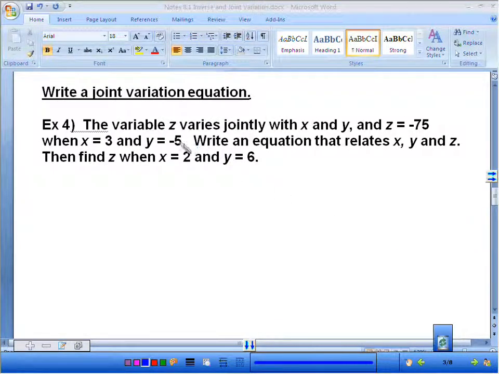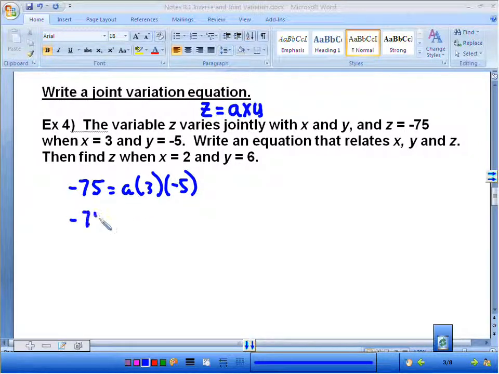Let's do one for joint variation now. It tells us the variable z varies jointly with x and y. So what that means is z varies jointly with constant of variation times x times y. Let's plug in the known variables z, x, and y. So we have -75 is equal to a times 3 times -5.